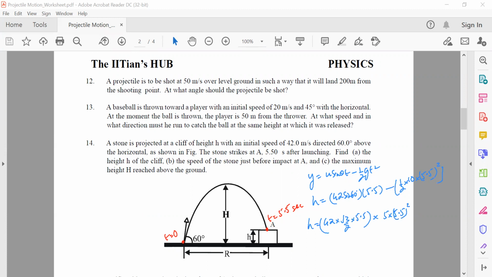So minus sign in between. So this will give us h. Okay.